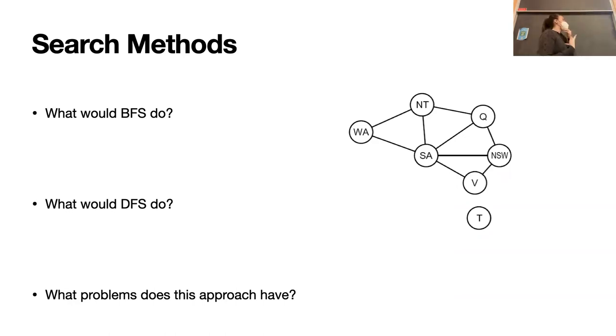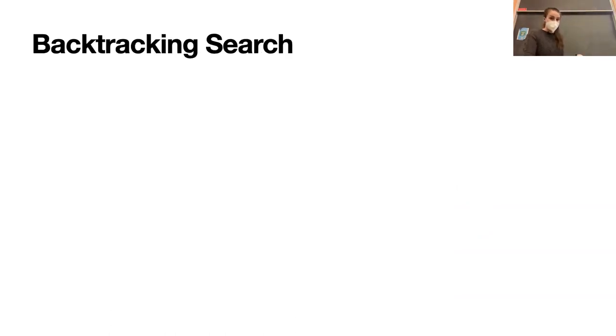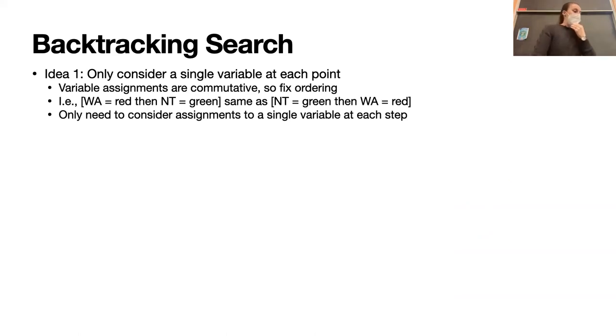And this is really similar to the type of uninformed search that we just saw in module one. So we're starting with one type of method and then we are going to make it better. Okay, so what would we do in backtracking search? Well, one idea is that we only consider one single variable at each point. Where our variable assignments here are going to be commutative. And so we'll just basically fix some ordering. What do I mean by that? I mean that, okay, if we have West Australia is equal to red and then North Territory is equal to green, that's the same as basically switching the order. We're just going to say that they're the same thing. And we'll only consider assignments to a single variable at each step. That's one type of idea.